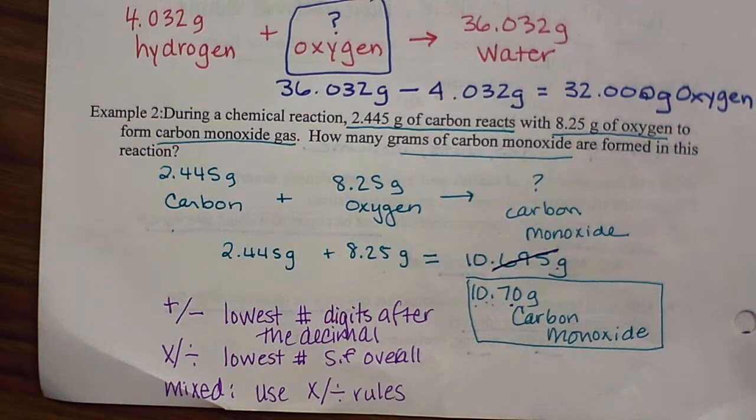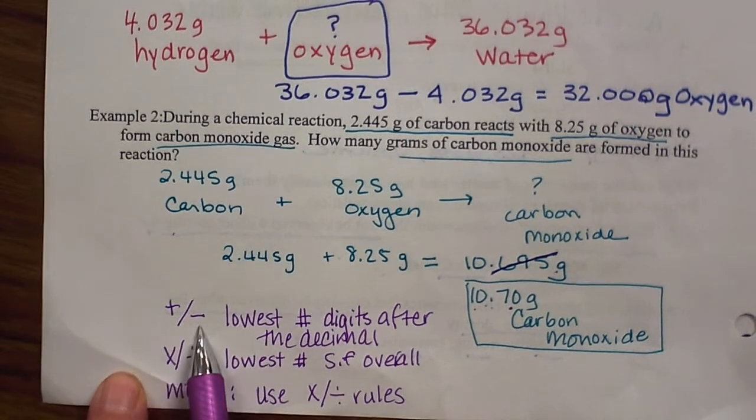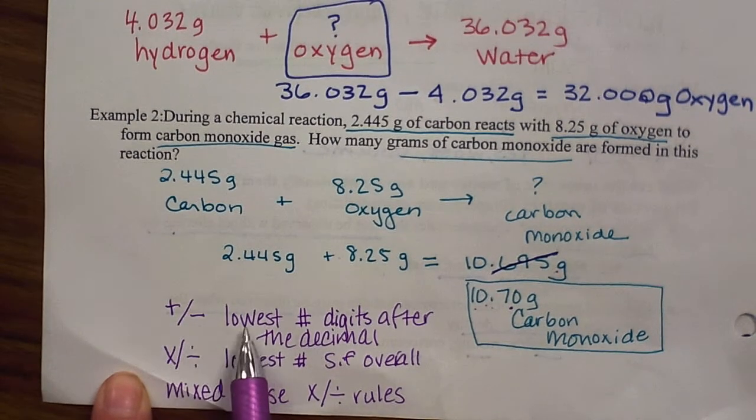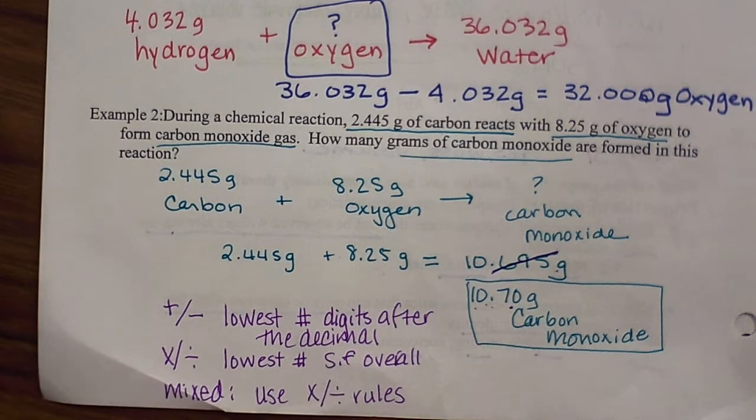The rule that we applied here for sig figs is that in an addition and subtraction problem, we're going to use the lowest number of digits after the decimal. Now, if you don't remember this, you're going to want to get your periodic table right now, and put this in a little box on the back of your periodic table, because that's what it's for. That's what you want to use it for.